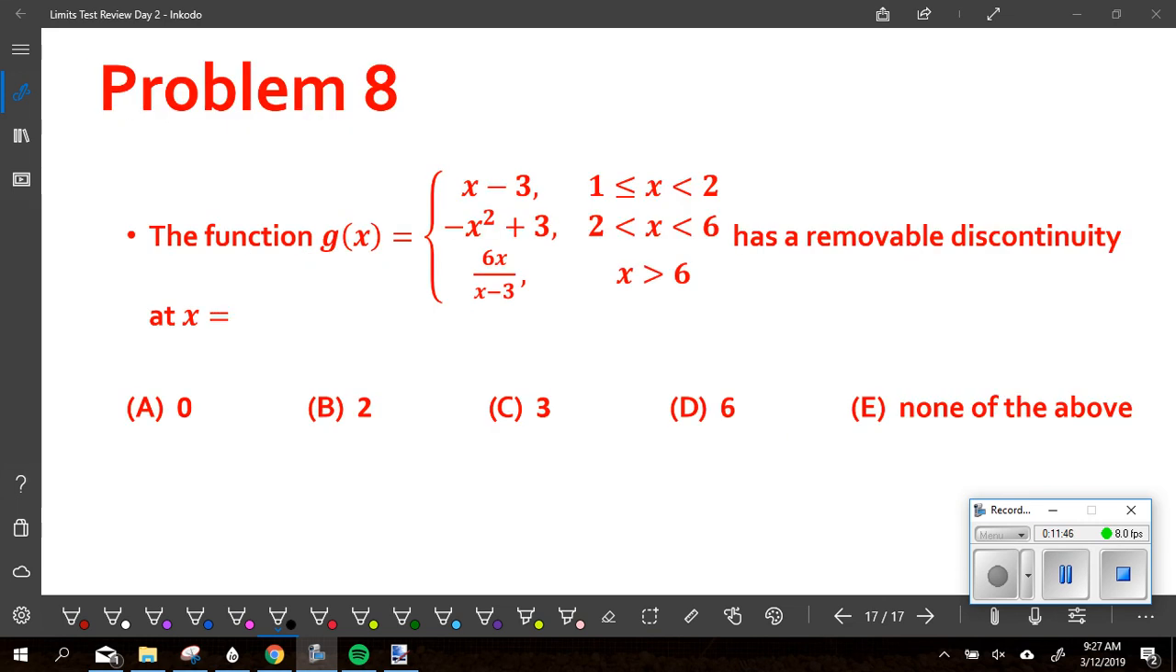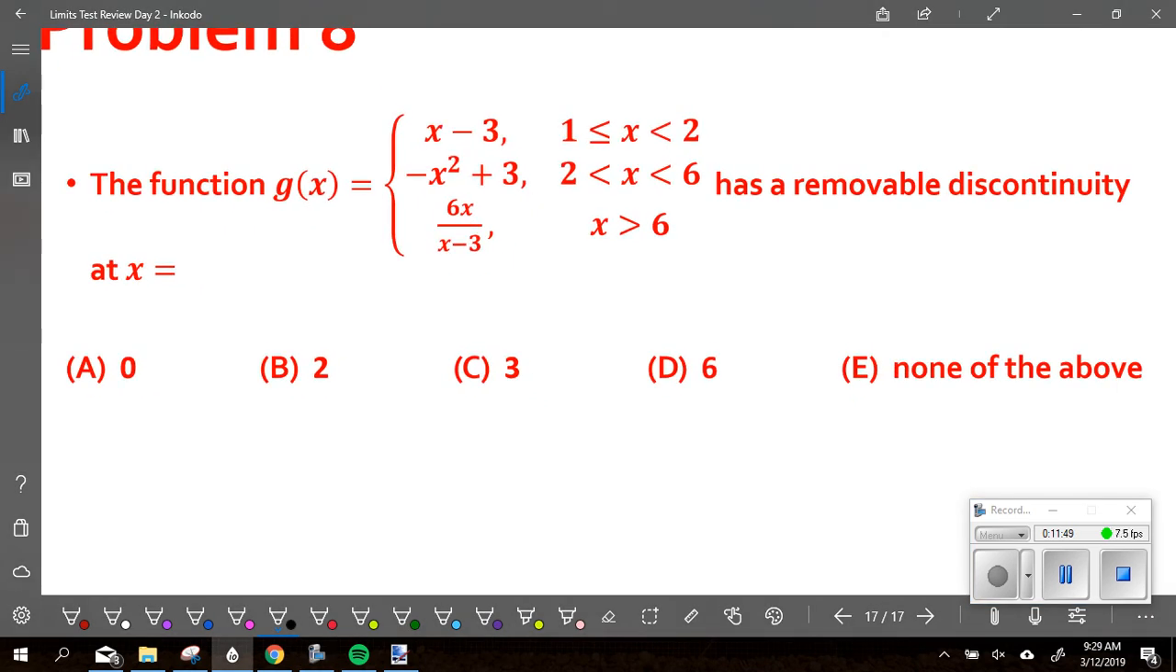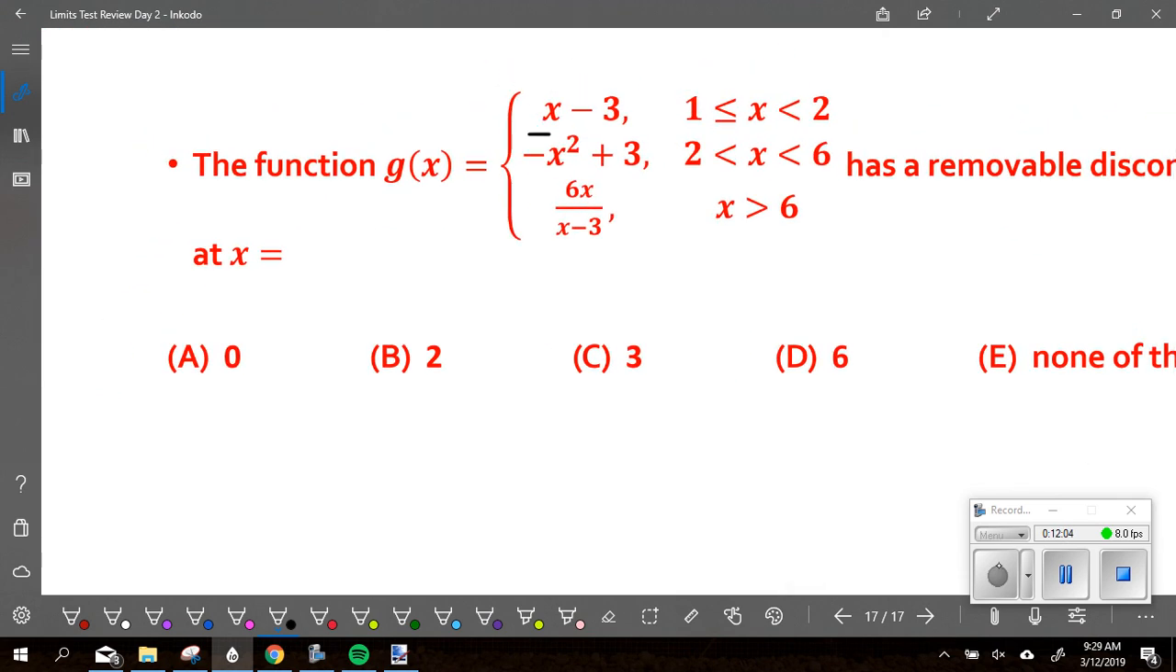Last problem. Last one. Do one more and we'll be done. Try this one. Here we go. Let's look at it. Removable discontinuity. In other words, what is happening if there's a removable discontinuity? There's a hole. Removable discontinuity is a hole. All right, so let's look at this.